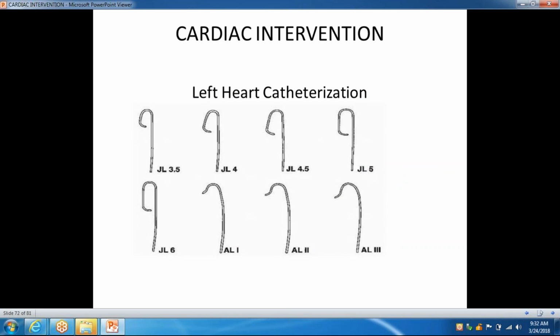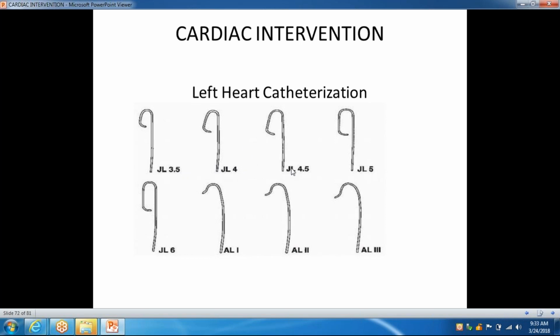Now, we usually use certain types of catheters to do our procedure, and we talk about our left Judkins catheter or right Judkins catheter, and your left Judkins catheter looks like this. Okay, it looks like this, and we have different curvatures. For a small individual, we use a 3.5. For an average size individual, we use a JL4. Looks like that.